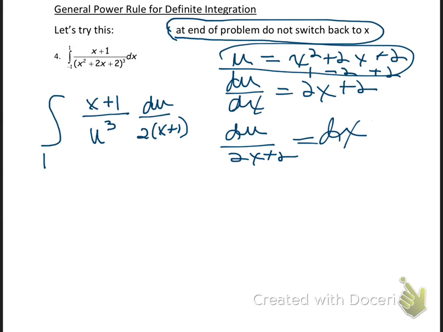Now we're going to do the same thing for 1. So 1 squared is 1. 1 plus 2 more is 5. So notice I have different endpoints.